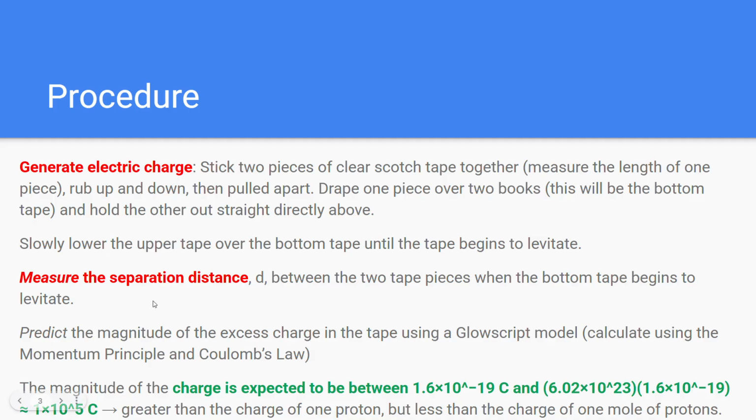Then we will predict the magnitude of the excess charge in the tape using the GlowScript model that will be shown later, which we'll calculate using the momentum principle and Coulomb's law. As an expected result, the magnitude of this charge is expected to be between 1.6 times 10 to the minus 19 coulombs, which is the charge of one proton, and 6.02 times 10 to the 23rd multiplied by the charge of one proton, which equals 1 times 10 to the 5th coulombs. The second number is the amount of charge in 1 mole of protons, so we expect it to be between 1 proton and 1 mole of protons.